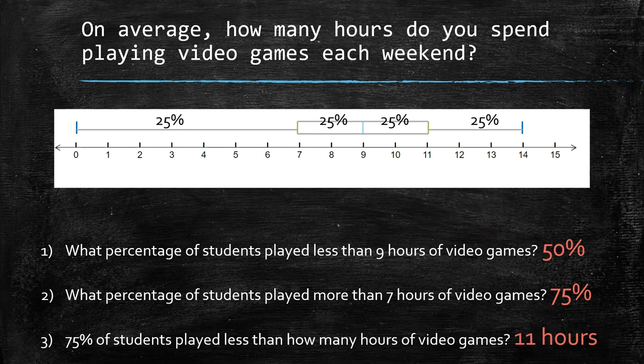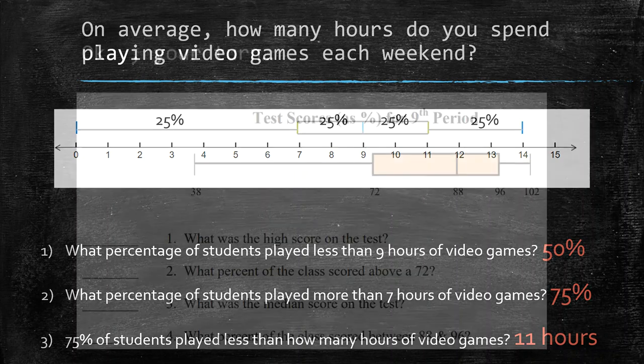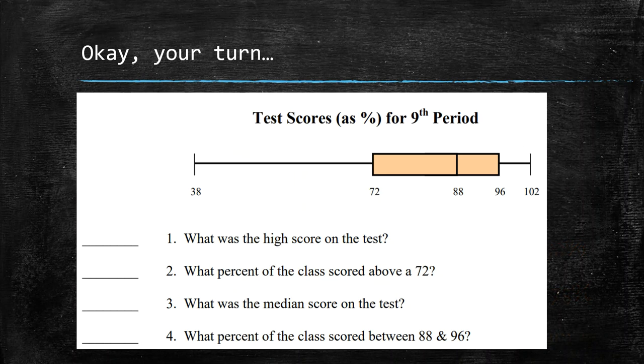All right, so hopefully, I know that was a lot of information in a very short time. Hopefully you were able to hit pause and take some good notes in there and get some good stuff down. Now I want you to answer a couple of questions on your own. And of course, I'll share the answers as we go. So the first one, this is a data set of test scores. These are the different scores that students got on a test that was given to the ninth period class. So my first question is, what was the high score on the test? Number one, what was the high score on the test?